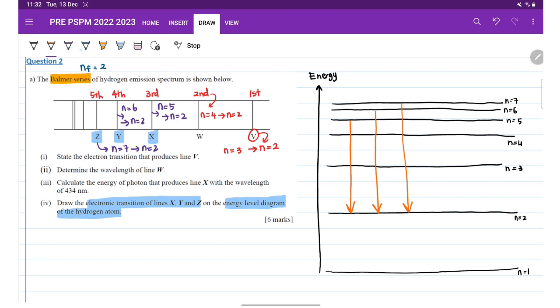Then we will label. So make sure to label every arrow. So this is X, this is Y, this is Z. So make sure the labels are correct.